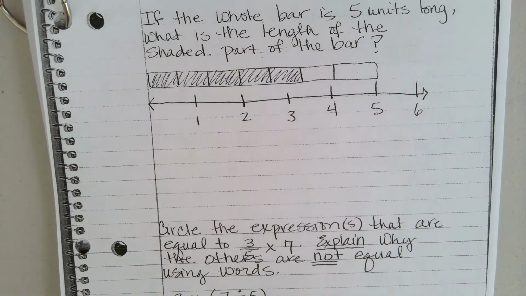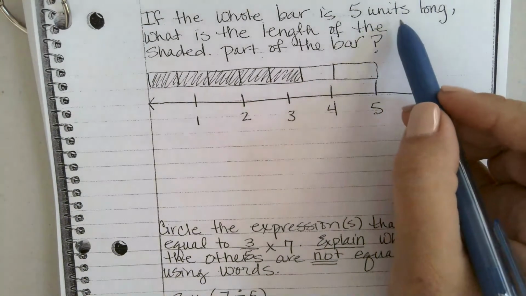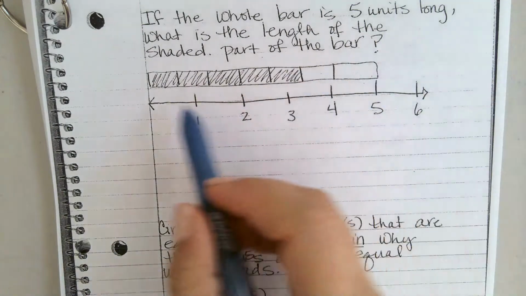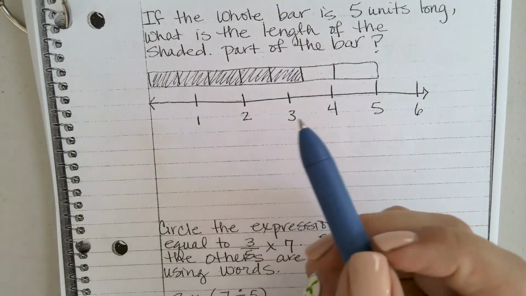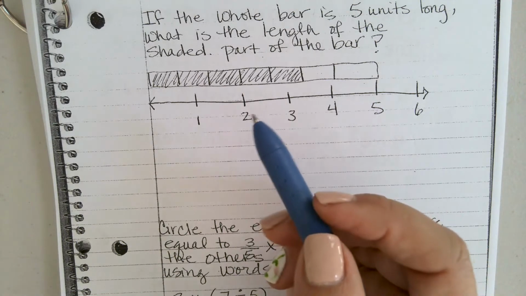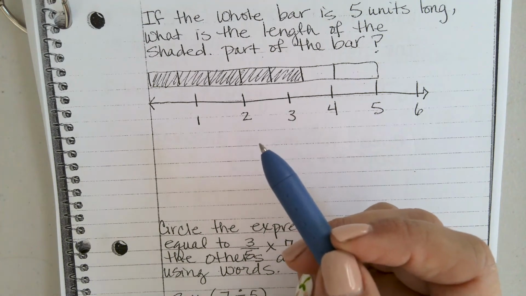All right. So if this whole bar is equal to 5 units long, see, this bar right here is equal to 5 units long. What is the length of the shaded part of the bar? What is the length?